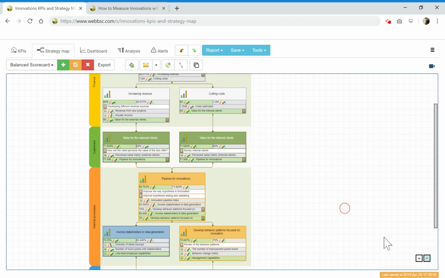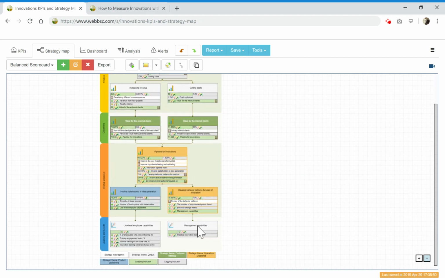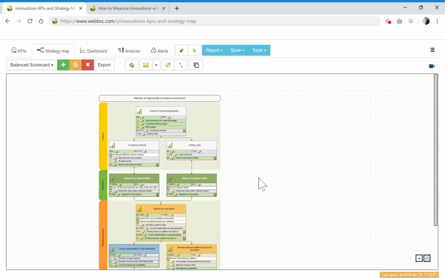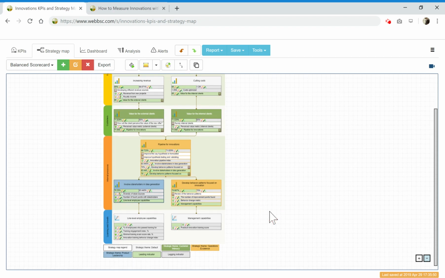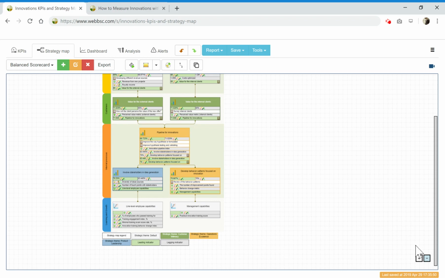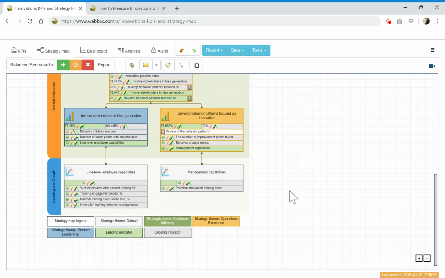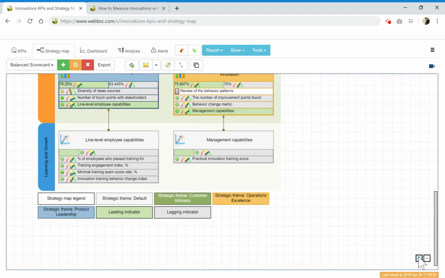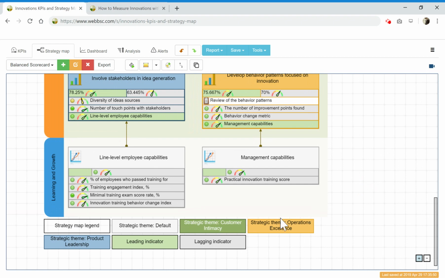And if I make this map smaller, you will notice that all goals have different colors. And in our case, we use different colors, as I explain here below, to reflect different strategic themes that we followed on this strategy map. So this map is built on 3 pillars of innovative strategy. 3 pillars of any strategy.